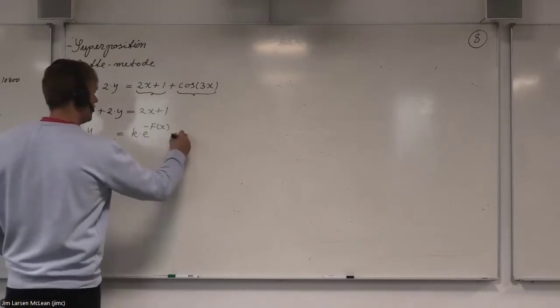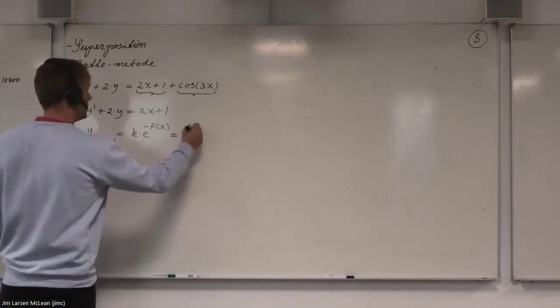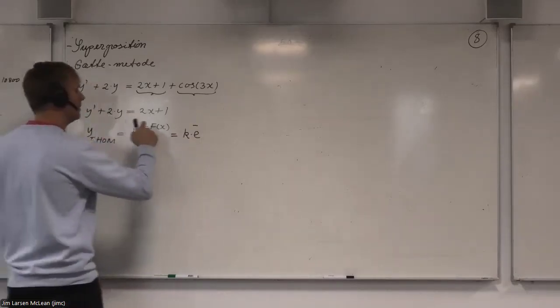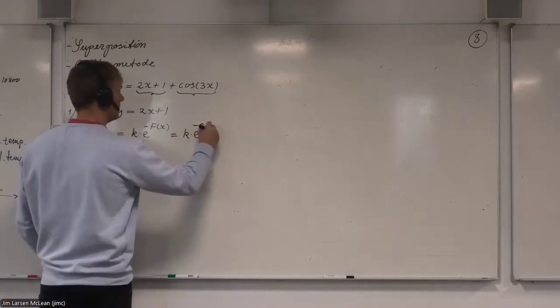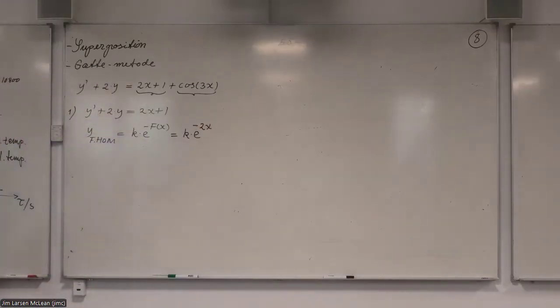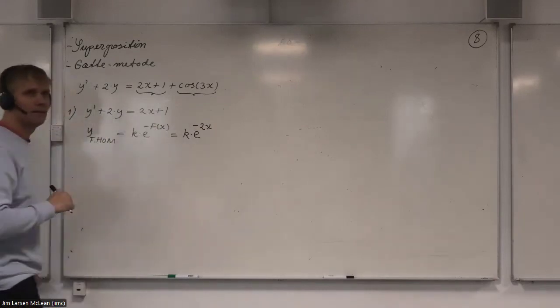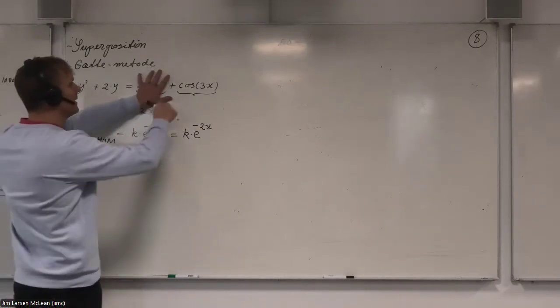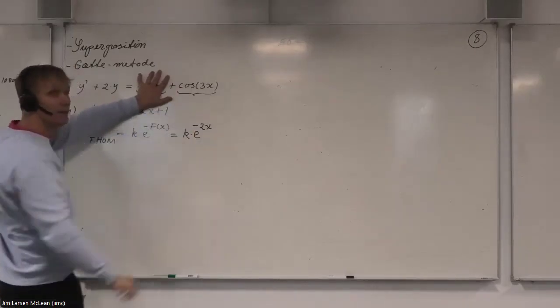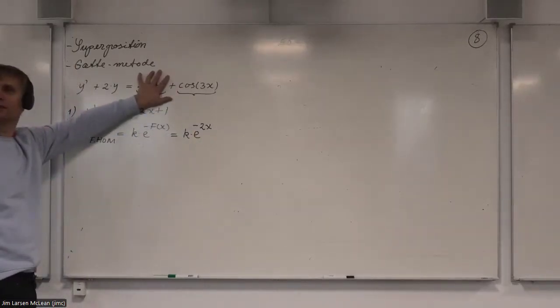And that means it gives k times Euler's number raised to the power of minus the integral of the function 2, which is 2x. So far, so good. We have the homogeneous one. Now we will find a particular solution for this one. Afterwards, we will find a particular solution for the other one, where this part is gone, and only that part remains. Then we combine all three things, and we're done. This is what the superposition principle allows us to do.